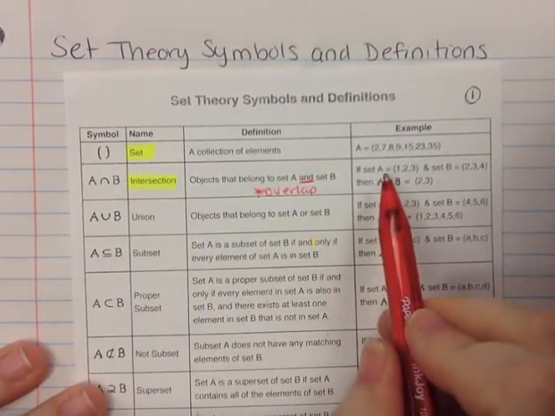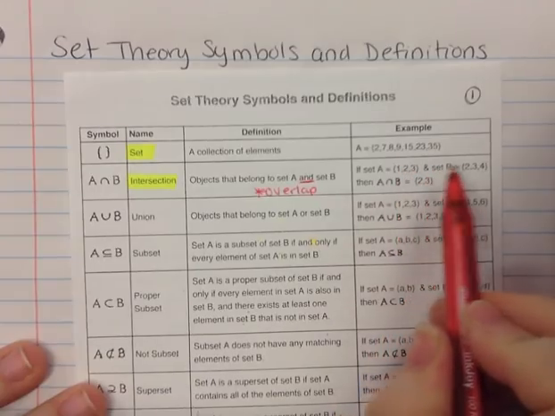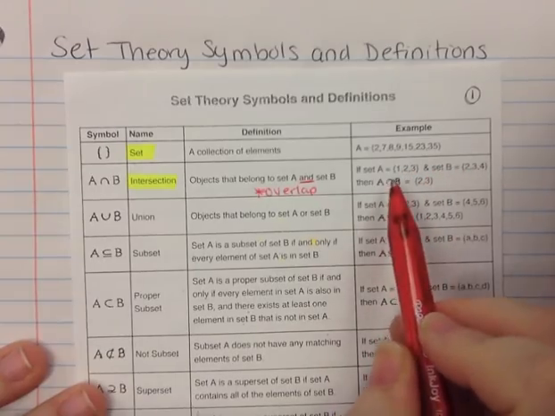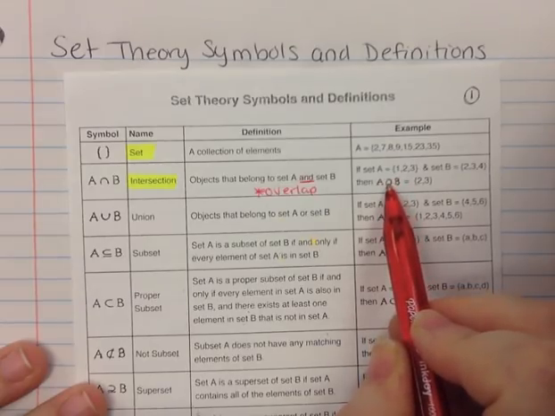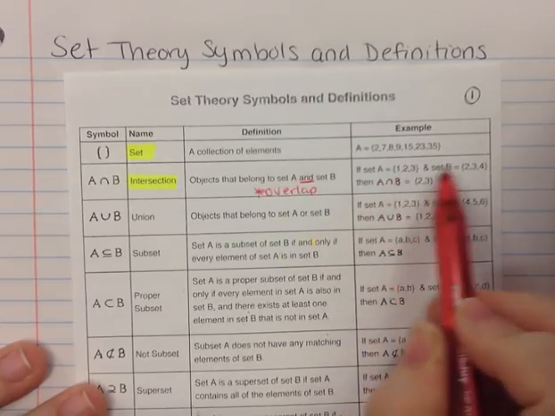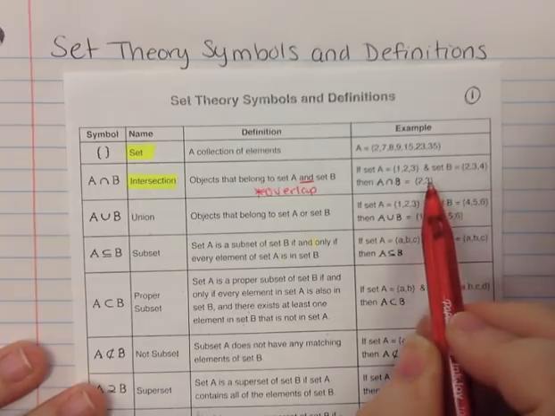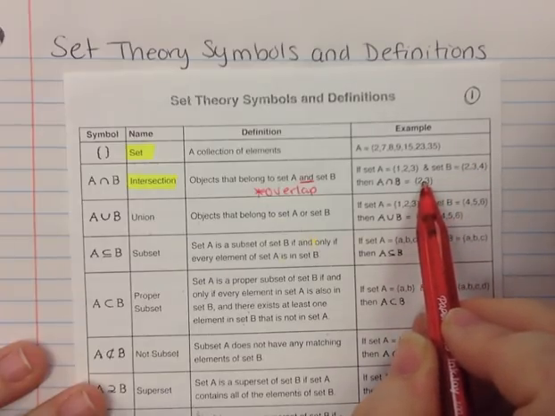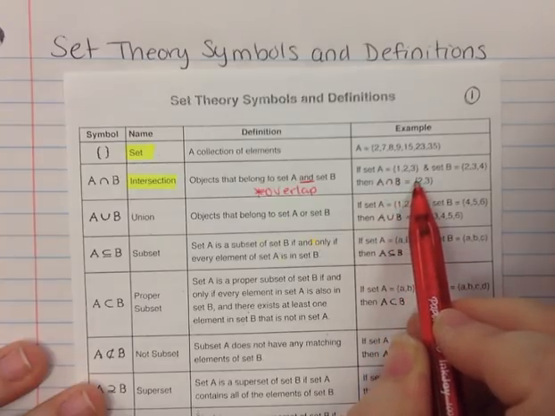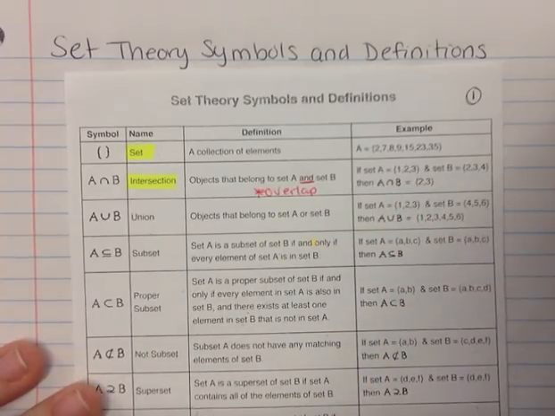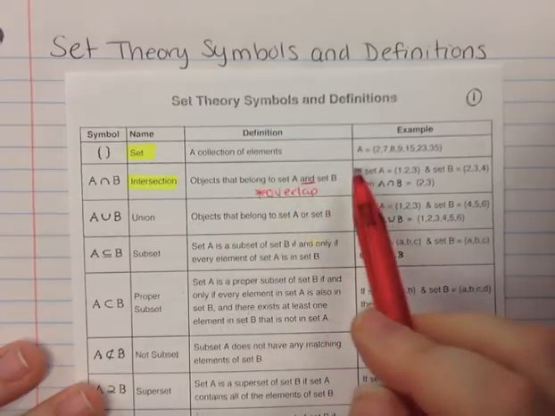So if I have set A is 1, 2, 3 and set B is 2, 3, 4, the intersection of A and B, so again, A and B, is what numbers overlap on these two. So numbers 2 and 3 will overlap. So technically the intersection of A and B is equal to 2, 3. Because intersection is what is in both of them.